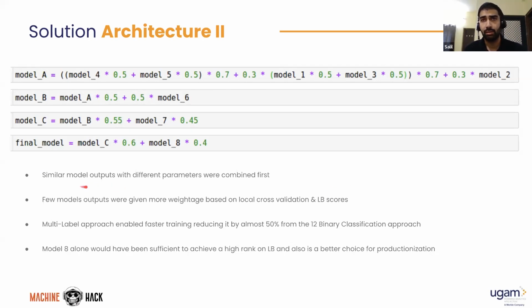A few things which I kept in mind while joining all of them: I tried keeping similar model outputs which have just a few parameters different. So let's say if there's a Roberta base and Roberta large, I won't directly join them. I might join Roberta large and large first, and then join base and large just for diversity. And there are a few models which were given more weightage based on their local cross validation and LB score.